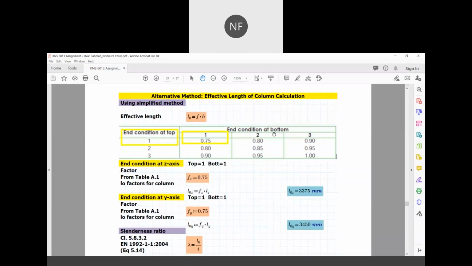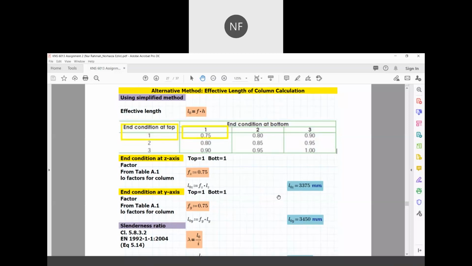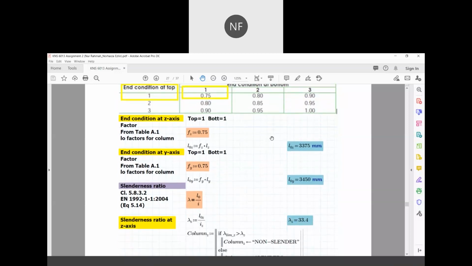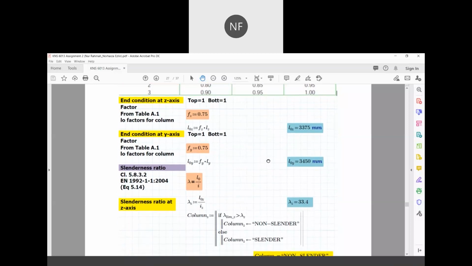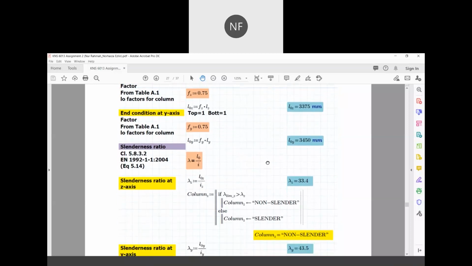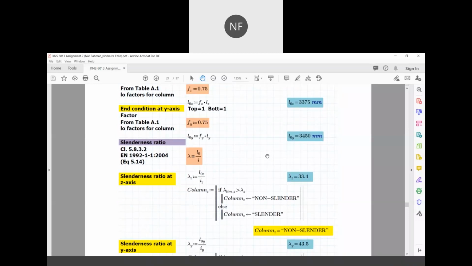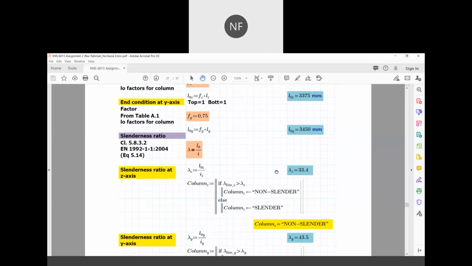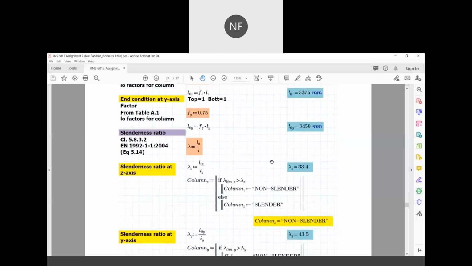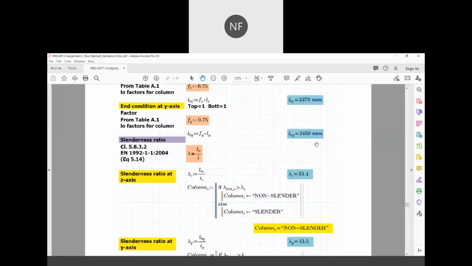And here's the alternative method to determine the classification of the column. So here the end condition as it exists is equal to 1 both at the top and bottom end, and the factor is equal to 0.75. So the factor is multiplied with the length at the respective axis. So for the z-axis, the effective length is equal to 3,375 millimeter, and as for the y-axis, the effective length is equal to 3,450 millimeter.